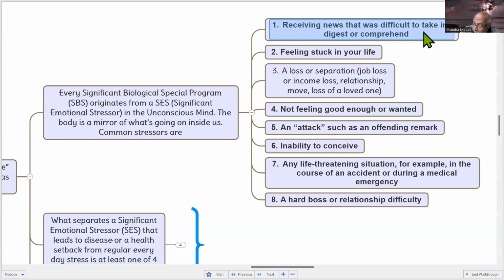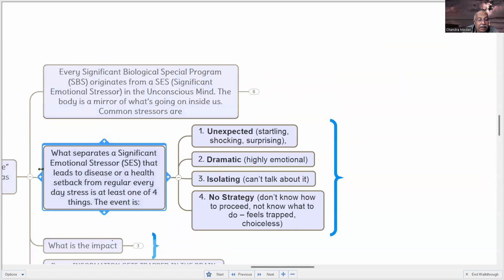Now, how does the body take this? So there will be two things. You can classify those scenarios as causing an unexpected outcome, a dramatic outcome, an isolating outcome, or you don't know what to do about it. Is that reality?